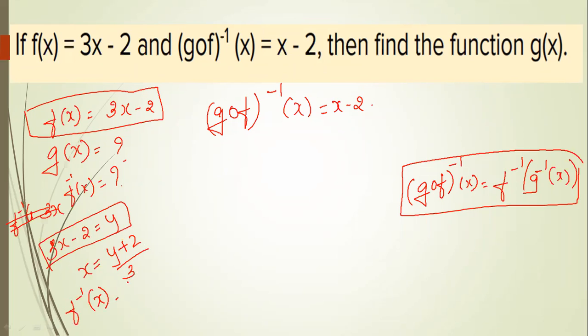So it is x plus 2 by 3. Okay, put f of x equal to y. From that deduce x. So x will be y plus 2 by 3. So for f inverse of x, where there is y, write x. That's it. So now you have f inverse of x is x plus 2 by 3.